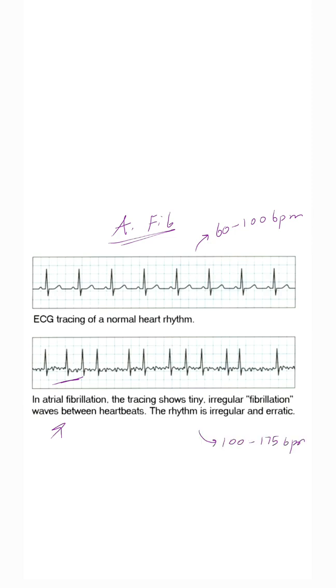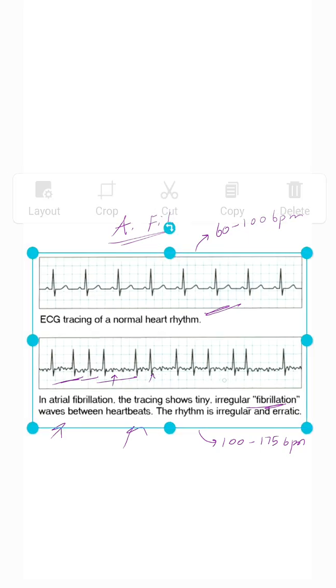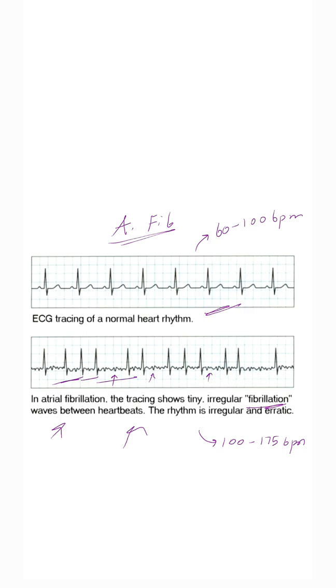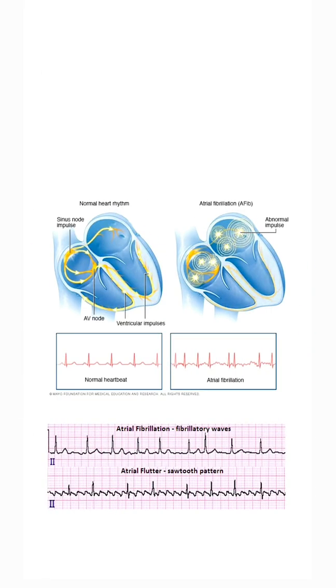This is how an ECG tracing of a normal heart rhythm looks, and this is how it looks when there is atrial fibrillation. The rhythm is irregular and erratic, with fibrillation waves between heartbeats. These are tiny and irregular. Here we have an ECG tracing showing the difference between atrial fibrillation, fibrillary waves, and atrial flutter, which shows a sawtooth pattern, as we can see here.